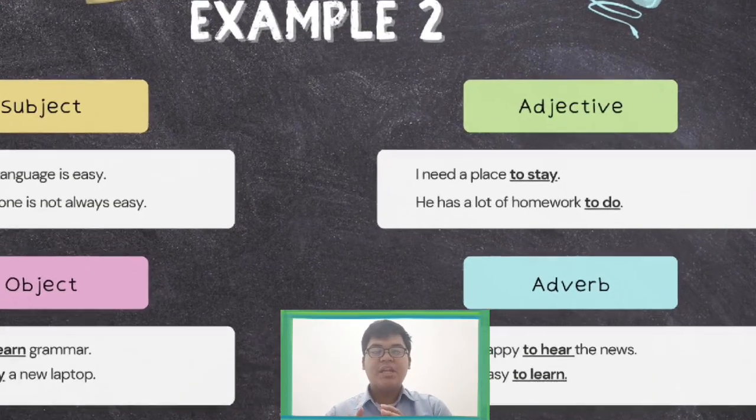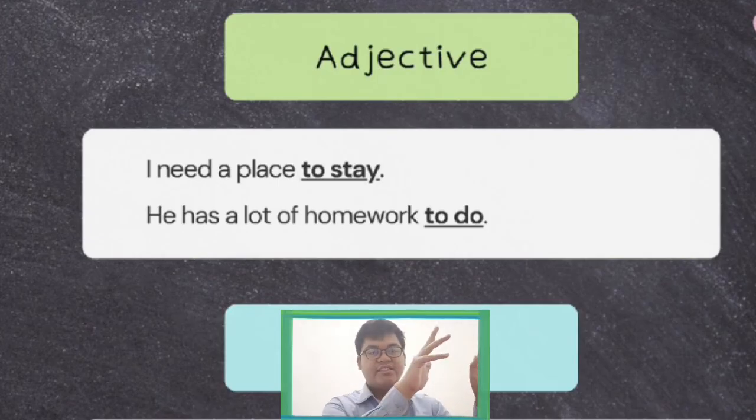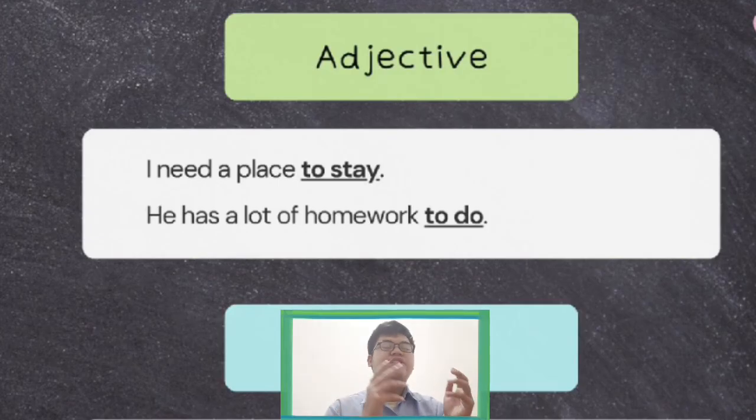Next, we have to infinitive as an adjective. In to infinitive as an adjective, the to infinitive modifies the noun. For example, in this sentence we have: I need a place to stay. Where is the object in the sentence? A place. Then where is to infinitive? To stay. To stay in this sentence modifies the noun a place.